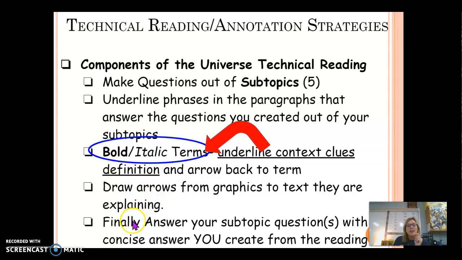After we've read everything, we're going to answer our subtopic questions with a concise answer you create from the reading. You're not going to copy something that's from the paragraph. You're going to summarize that answer. So let's take a look at what that's going to look like on your paper.